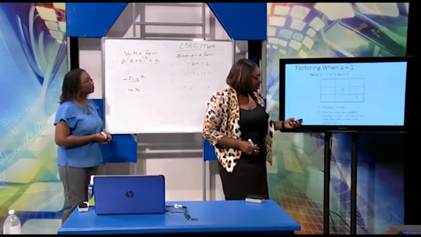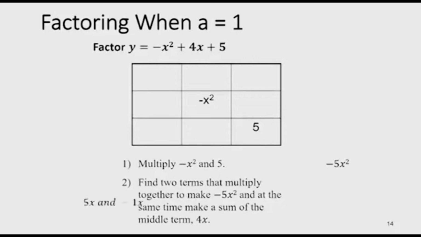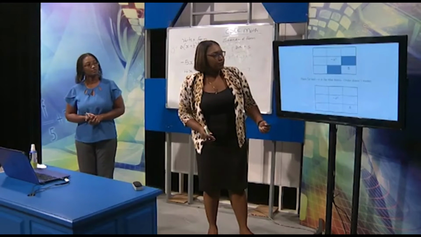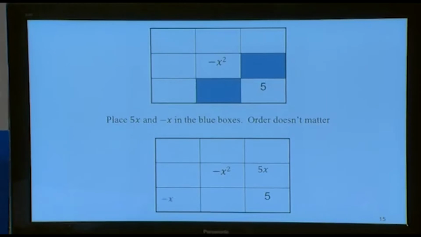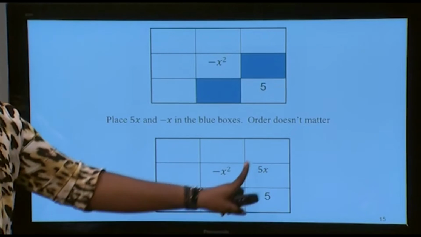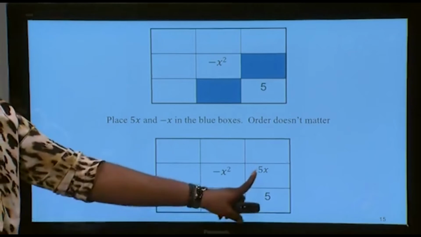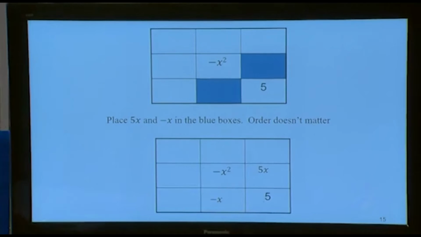Now you could place these two factors anywhere in our grid, right? So the factors are going to be 5x and negative x, and we place them in either one of the vertical boxes on our grid, the blue boxes. The second step is to factor each row and each column.